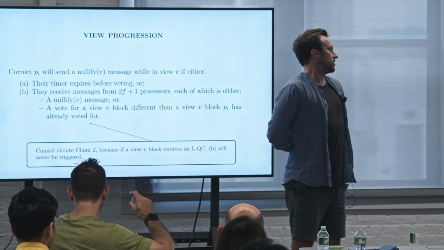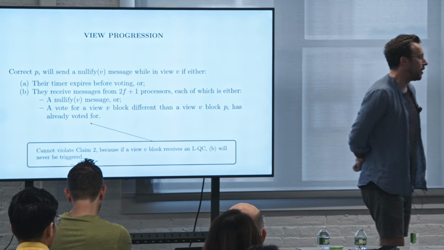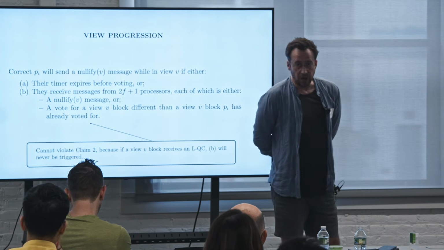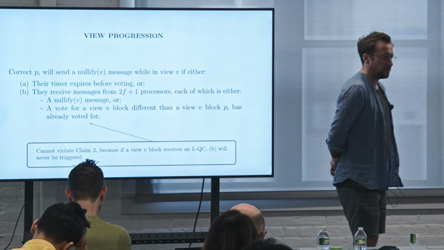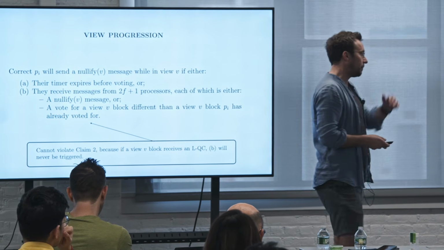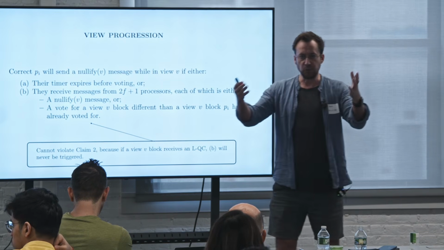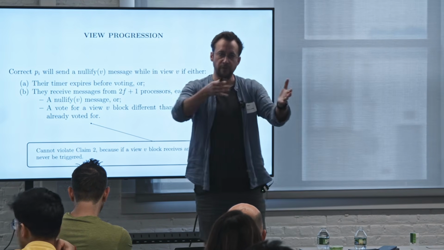Okay, so the condition is the following. You're going to send this nullify v message if you receive messages from 2f+1 processors, each of which is either a nullify v message or a vote for a view v block different than a view v block that Pi has already voted for. Okay, 2f+1 messages, each one either a nullify v message or a vote for a block different than one you've already voted for.